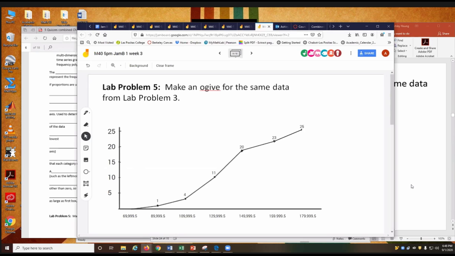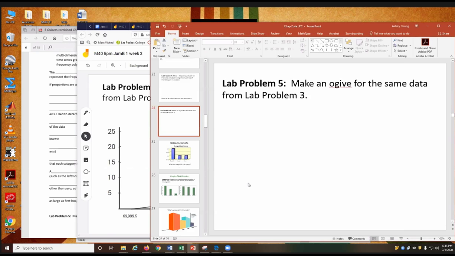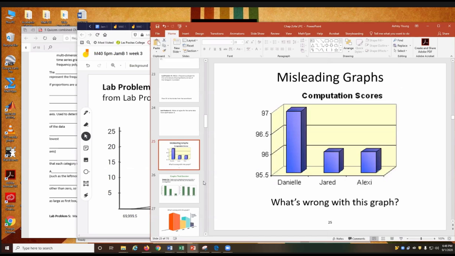Okay, let's go ahead and move on and take a look at misleading graphs. Sorry, group nine, I had you answer these when we hadn't gone over them yet. What is wrong with this graph? Everyone take a look at it and take 15 seconds and try to decide what you think is wrong with the graph. Everyone look at it.